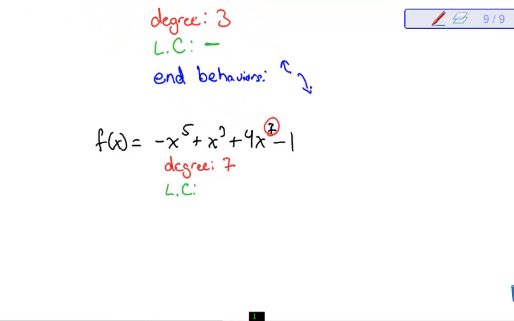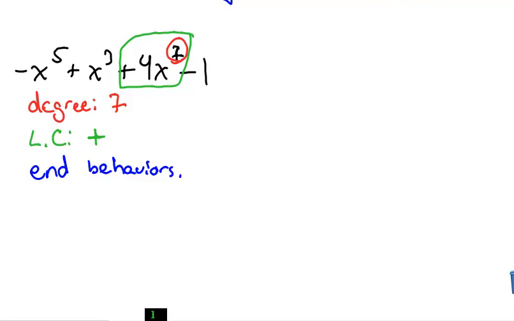Our leading coefficient, is it positive or negative? Well, since this 7 told us the degree, that means that I look at that number right there to determine if my leading coefficient is positive or negative. My leading coefficient is positive. Therefore, my end behaviors are going to start out on the downside, end on the positive side.